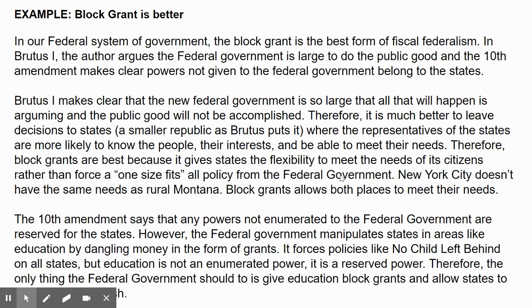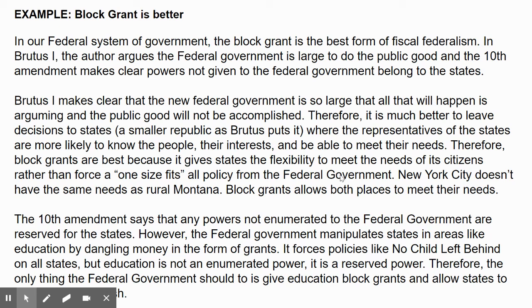Brutus makes it clear that the new federal government is so large that all that will happen is arguing. That says arguing, but it's arguing, okay? And the public good will not be accomplished. Therefore, it's much better to leave decisions to states, a small republic, as Brutus puts it, where representatives of the states are more likely to know the people, their interests, and be able to meet their needs. Therefore, block grants are best because it gives states the flexibility to meet the needs of the citizens rather than force a one-size-fits-all policy from the federal government. New York City doesn't have the same needs as rural Montana. Block grants allow both places to meet their needs.